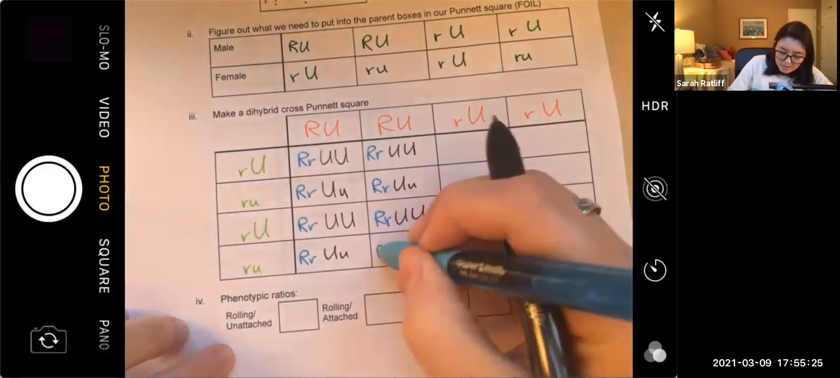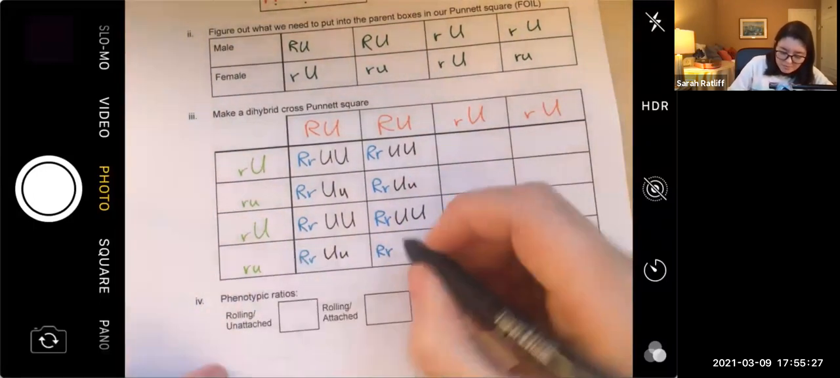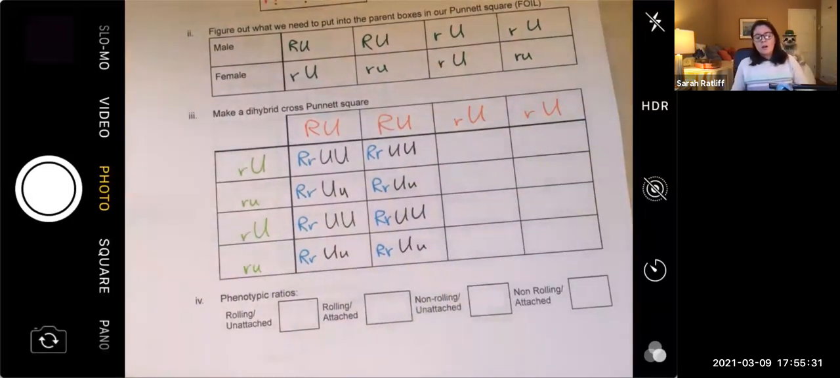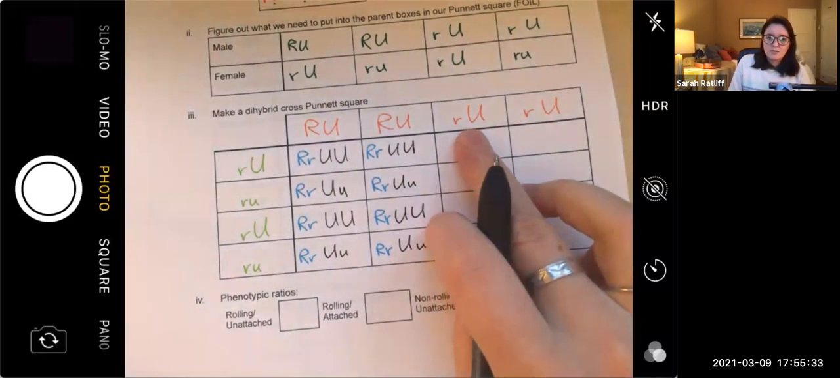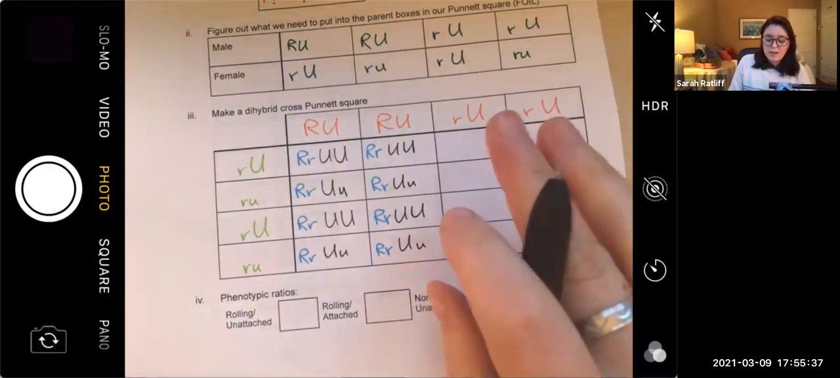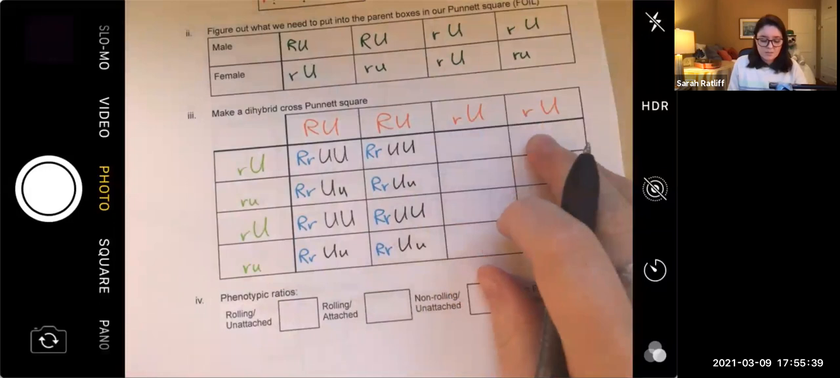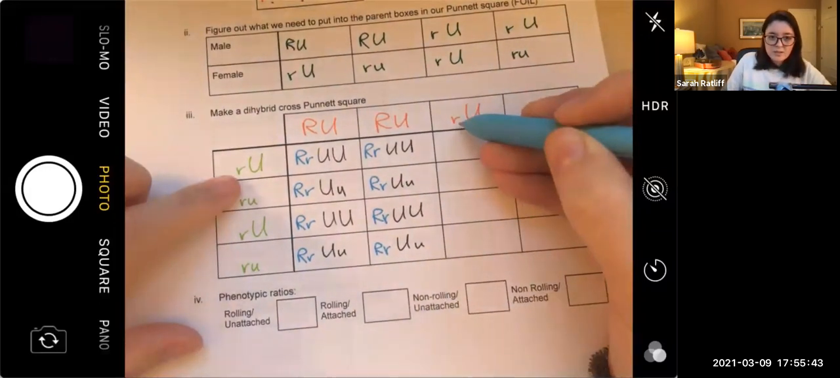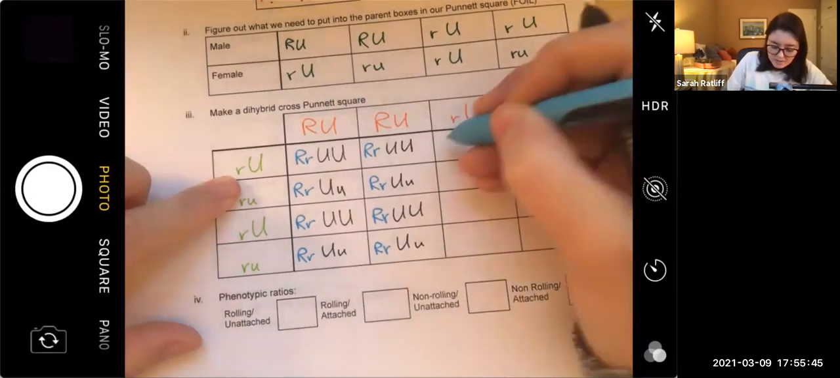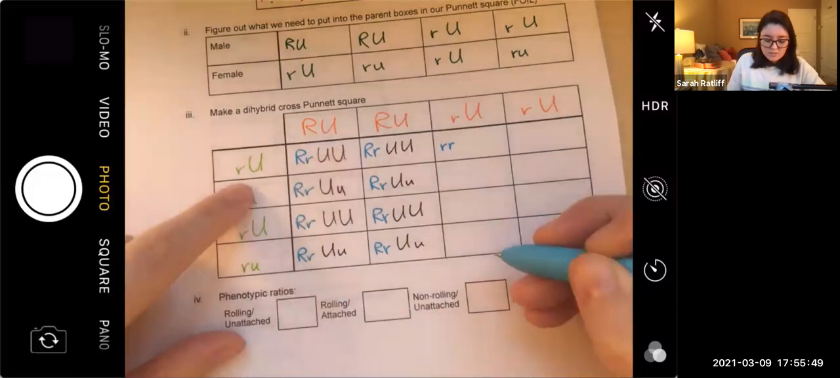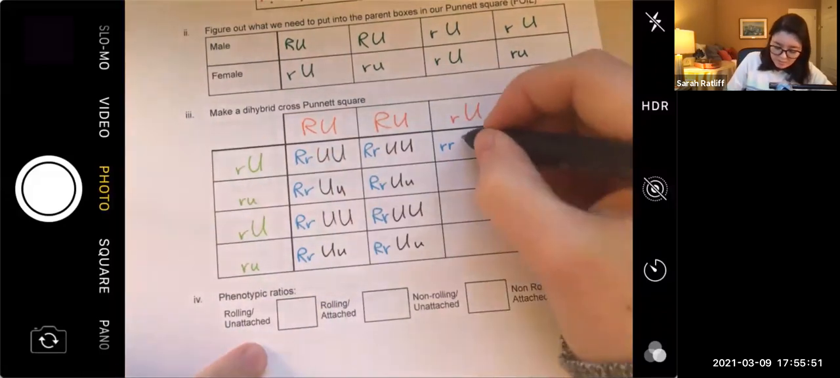Big R from dad, little r from mom, big U from dad, little U from mom. All right, now our dad genotype is changing. We got to pause and do it slowly, and then we can repeat it for our last column. We don't have either of these giving us a big R, so we're going to have little r, little r. Looking at our U's, great, we're getting two big U's, one from each parent.